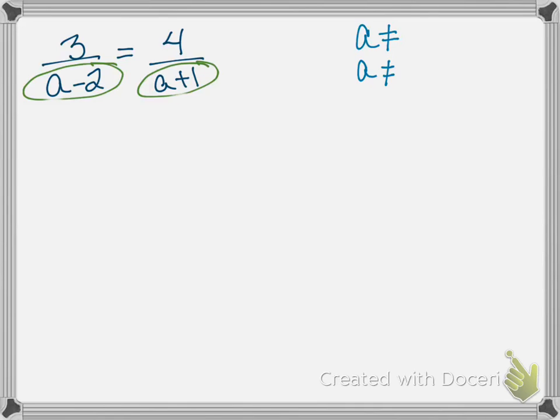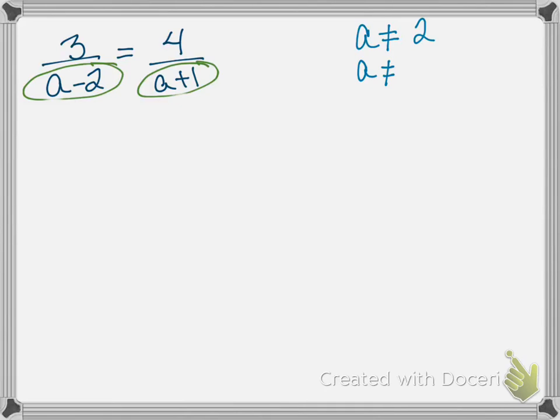So a cannot be 2. If I got a 2 for my answer, I would have to throw it out, because 2 minus 2 gives me 0. And if you've ever looked at a calculator and tried to divide by 0, or ever asked Siri what 4 divided by 0 is, it'll be undefined. And I think Siri talks about the Cookie Monster. It's kind of funny. Okay?